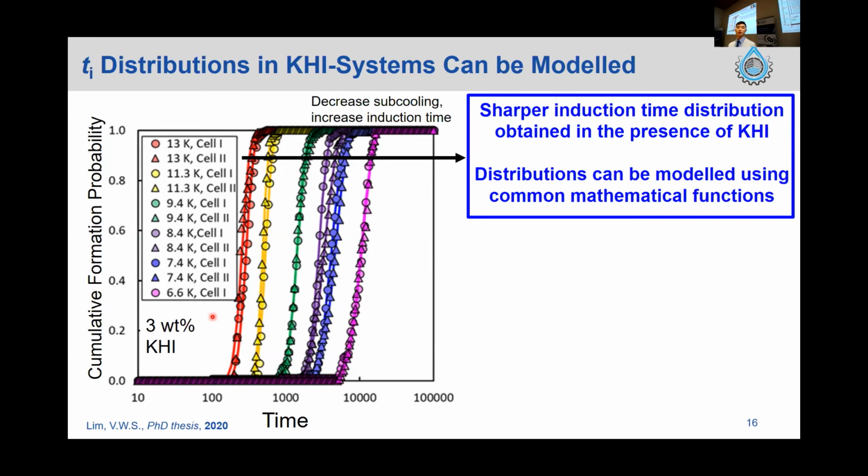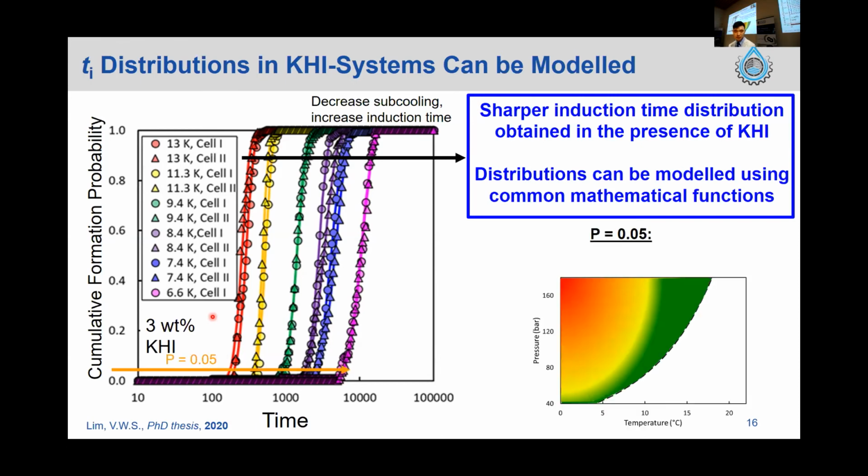But in short, we can fit our distribution, and we have a model to describe it as well. So with different subcooling, once again, 95% confident if you operate at 13 Kelvin, which is a very, very high subcooling, and that is what the industry benchmark is for KHI not to work, right? So we found that it's about 200 seconds, which means nothing.